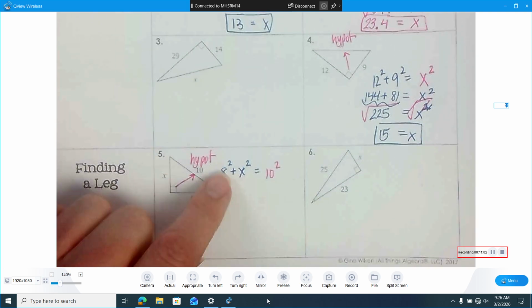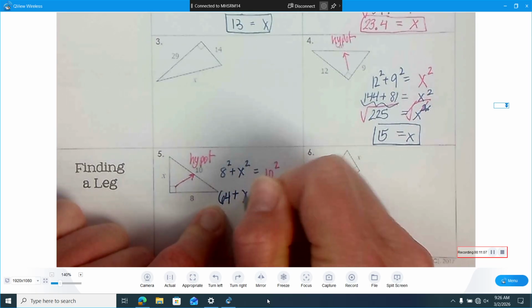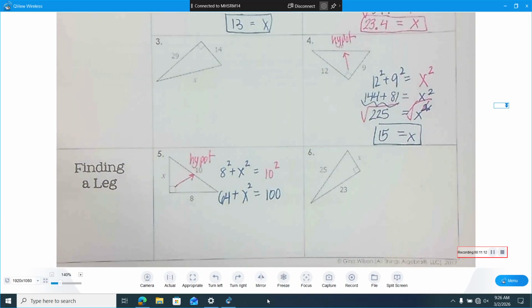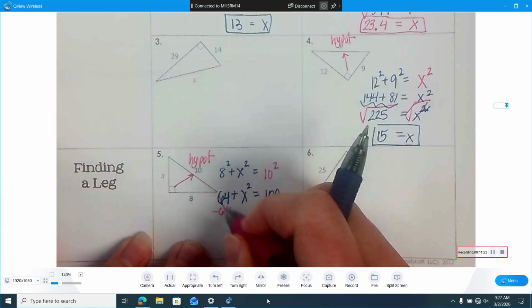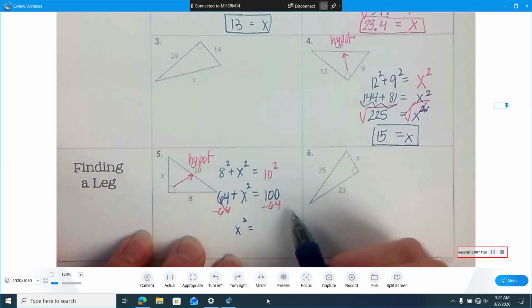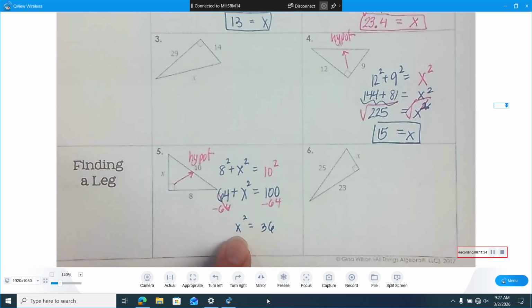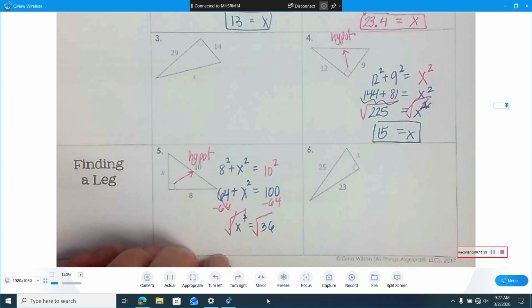Let's clean up what we can. What is 8 squared? 64 plus x squared equals, what's 10 squared? 100. So we cleaned up what we could. What do you suppose we need to do to solve for x? Minus 64. Very good. Yep, we're going to move that 64 to the other side. So we get x squared equals, what's 100 minus 64? 36. And then how do we get x by itself? Square root both sides. The square and the square root cancel.